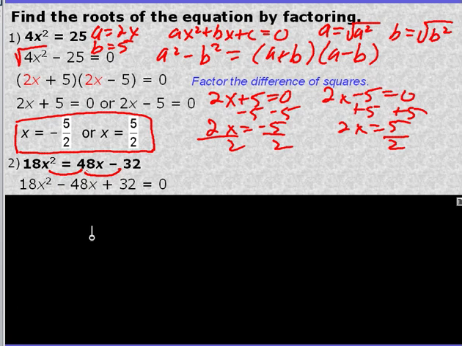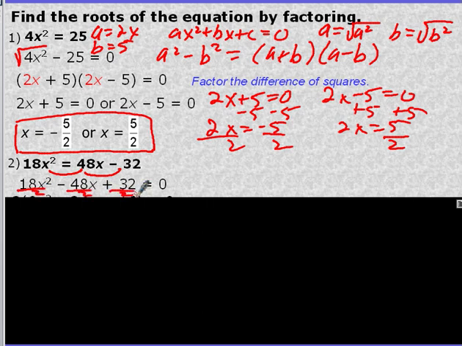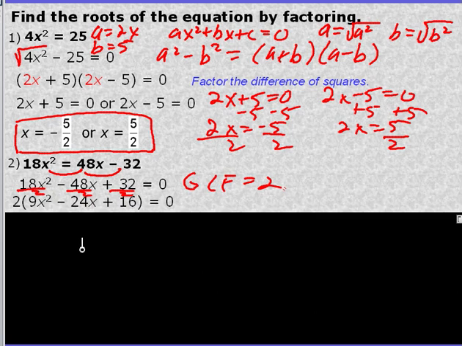Now again, greatest common factor. Do I have something that I can factor out of each of these? And the answer is yes. I can factor each of these by 2. So when I do that, I end up with this.